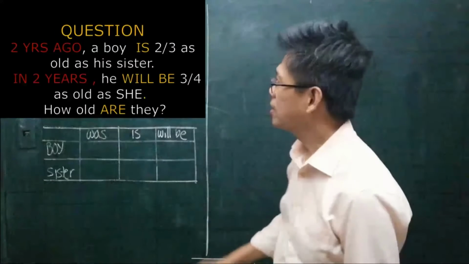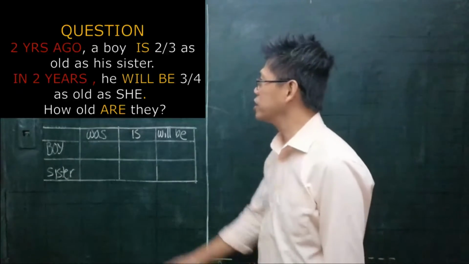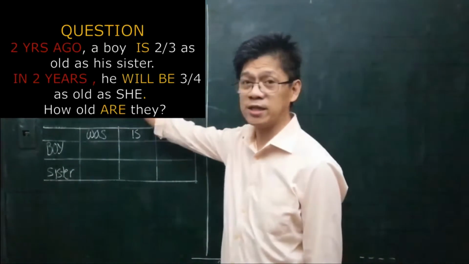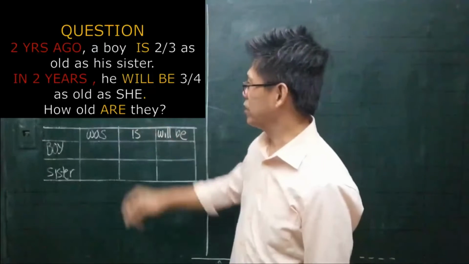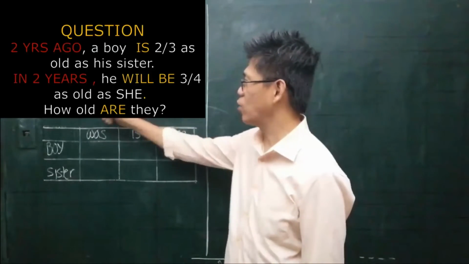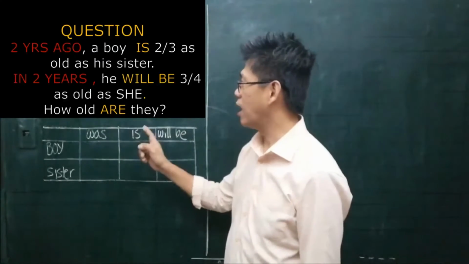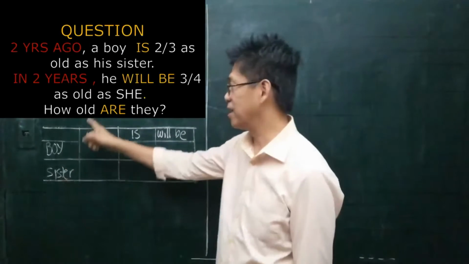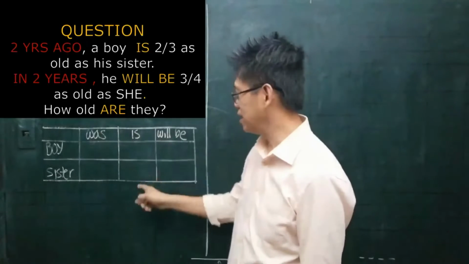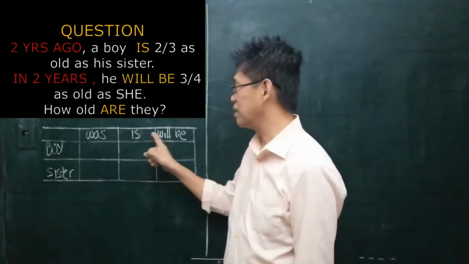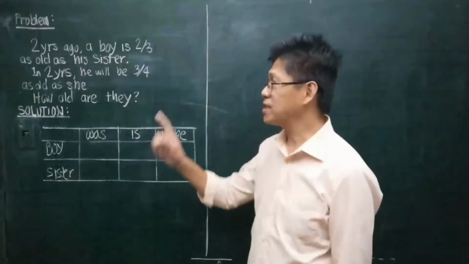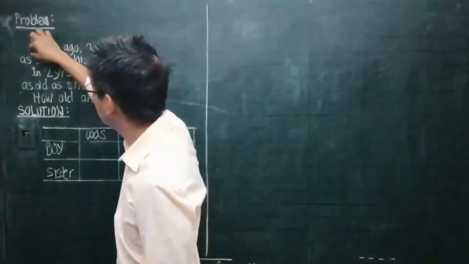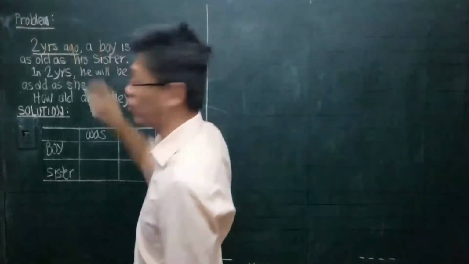Example number 2. 2 years ago, a boy is 2/3 as old as his sister. In 2 years, he will be 3/4 as old as she. How old are they? So this is the boy, his sister, then 3 columns, was, is, will be. Past, present, future.